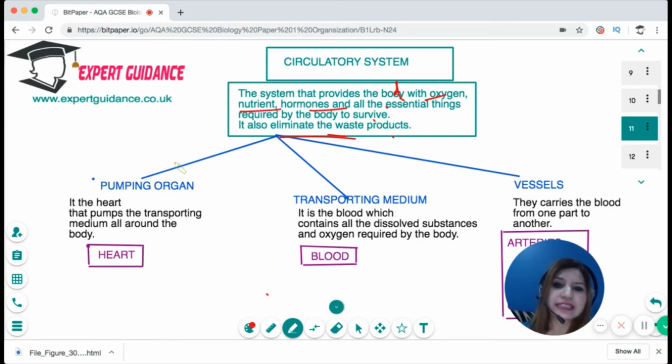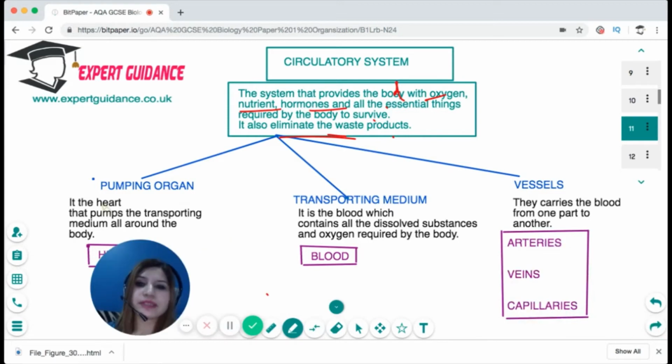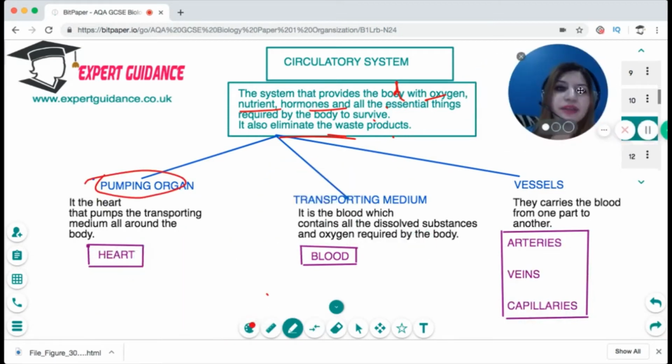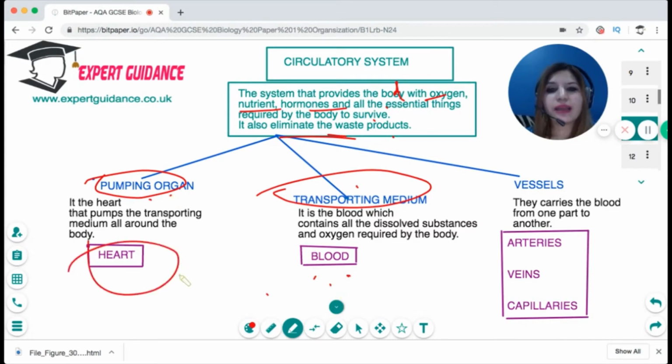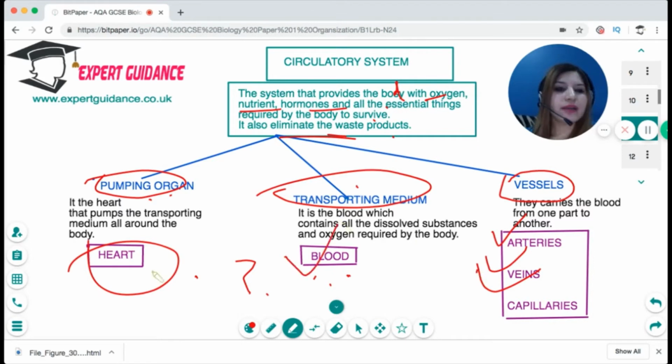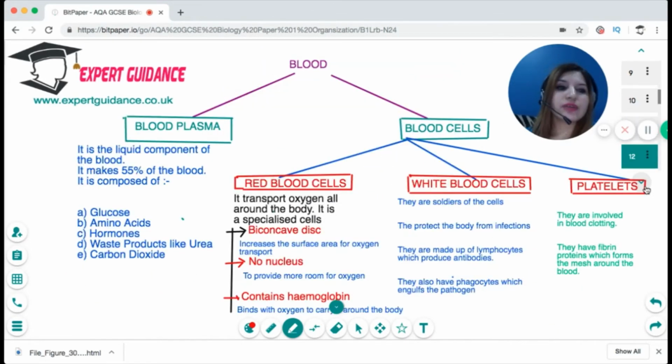The circulatory system consists of three components: a pumping organ, a transporting medium, and a system of vessels. The transporting medium is the blood, which has all the things that the cells require. It is pumped by a pumping organ called the heart, and the blood is taken from one cell to another, or from one organ to another, through the system of vessels, which are arteries, veins, and capillaries. So now we'll be looking at blood, the heart, and these arteries, veins, and capillaries.